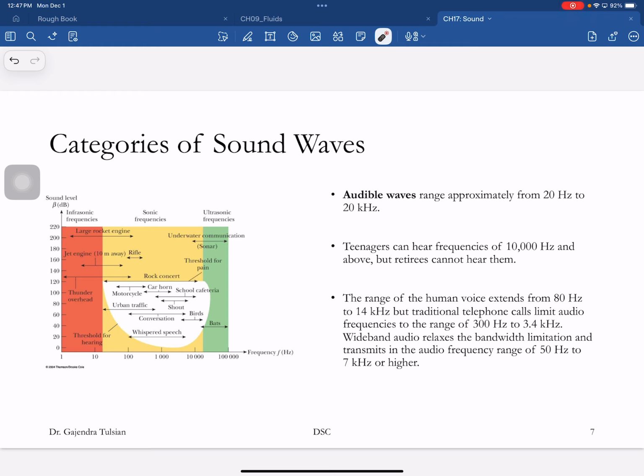I might have mentioned this. Did you guys in high school have these high frequency ringtones, which the teacher couldn't hear, but students could hear? So you've done that?